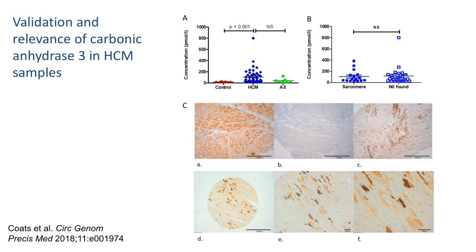Carbonic anhydrase 3, or CA3, concentrations were higher in HCM samples, but showed no difference between the patients with a pathogenic sarcomere mutation and the patients with no pathogenic mutation identified, as well as no difference with respect to LGE on MRI. As shown in the lower panels, the CA3 protein was present in the myocardium, with increased expression of CA3 in HCM samples being confirmed by immunohistochemistry, where it was found to be localized to the cytoplasm of the cardiomyocytes, with considerable heterogeneity in expression both between samples and within the same sample.